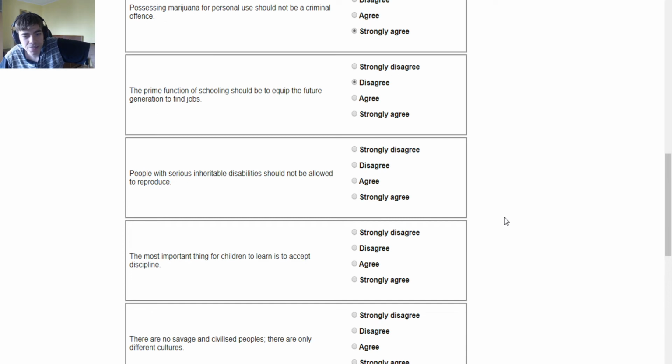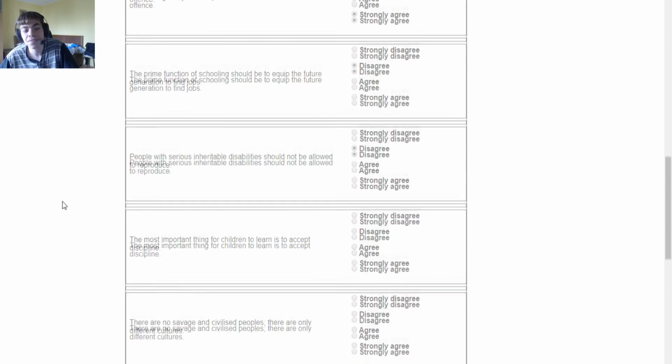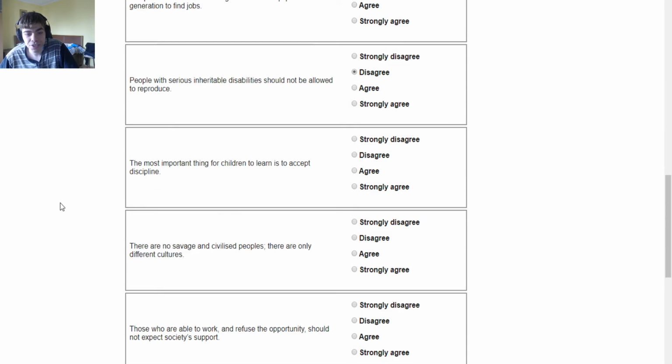People with serious inheritable disabilities should not be allowed to reproduce. That's a spicy one. Disagree. I think they should still be able to, but maybe they should be discouraged. Maybe they should tell them, hey, you have this disability. There is a very high chance that if you have a kid, they're also gonna have the same disability, and everything that you went through, they're gonna go through as well. Are you sure about this? Press OK to continue.